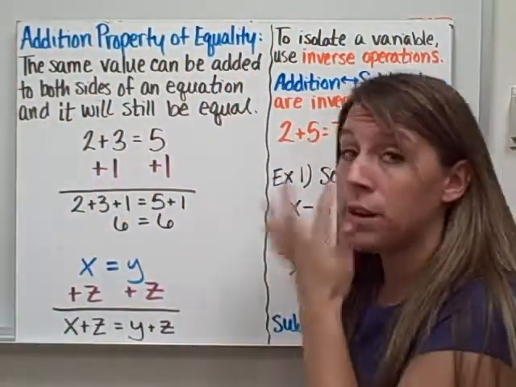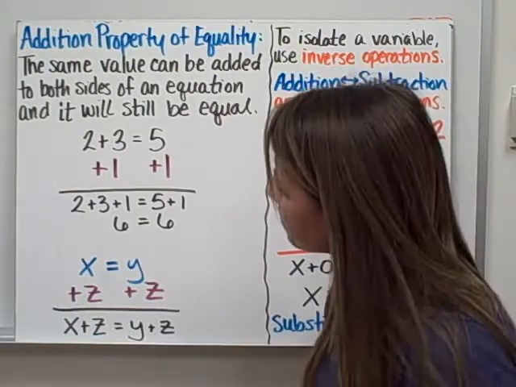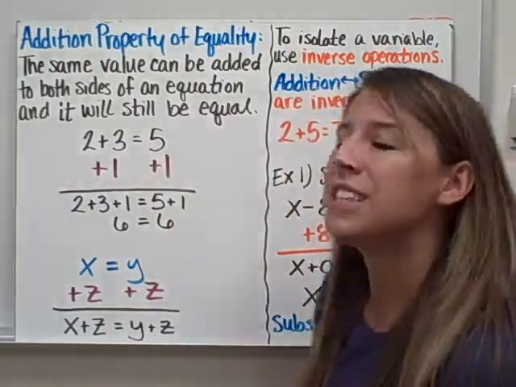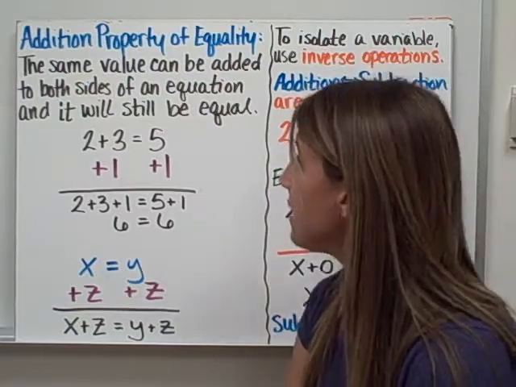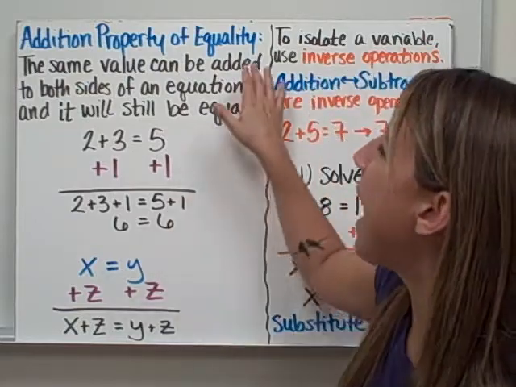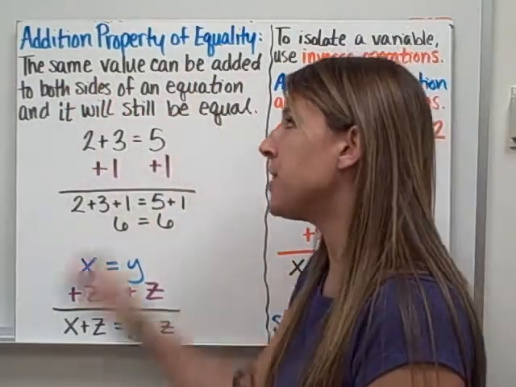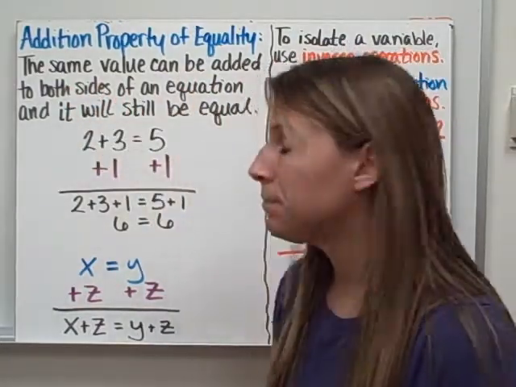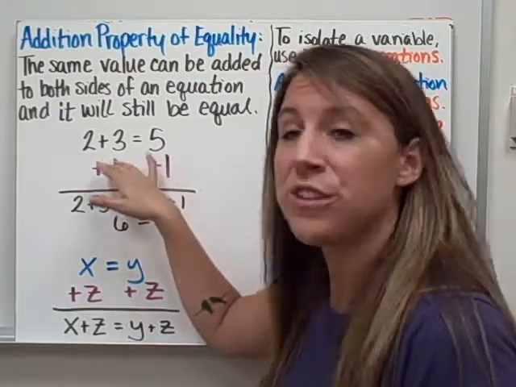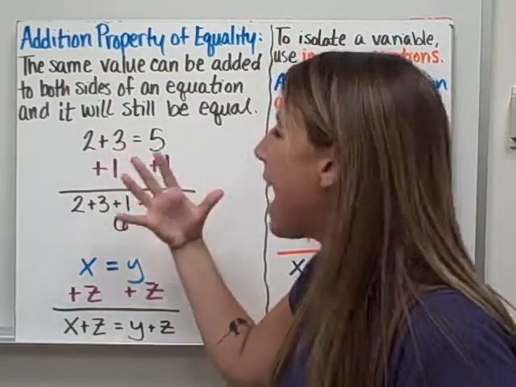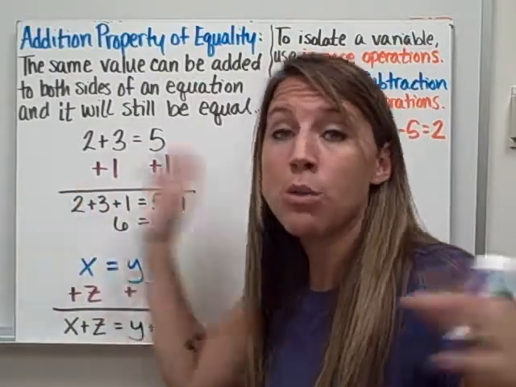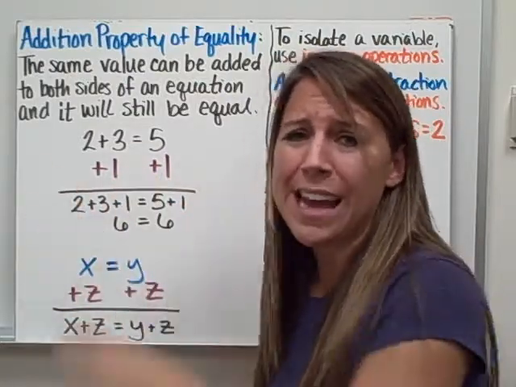So we're going to begin with one of two properties in today's notes. And the first one is the addition property of equality. The addition property of equality states that the same value can be added to both sides of an equation and it will still be equal. So if I had this equation to begin with, 2 plus 3 equals 5, let's say I could add anything to both sides and I would maintain equality.